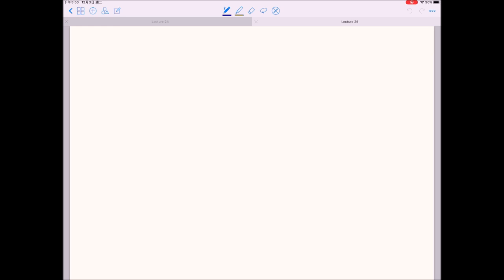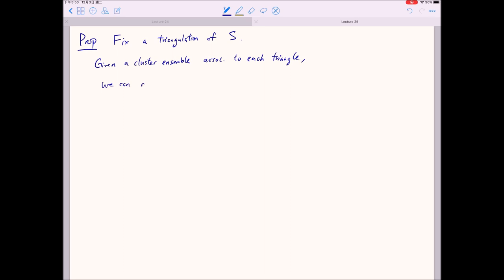So in order to do the description of coordinates, we have to start with some observation. So given a marked surface, we will fix a triangulation just like before. Then it turns out that given a cluster ensemble associated to each triangle of your triangulation, we can glue them together. So the technical term is amalgamate. So we can amalgamate the cluster ensemble associated to each triangle to give a cluster ensemble associated to the whole surface.